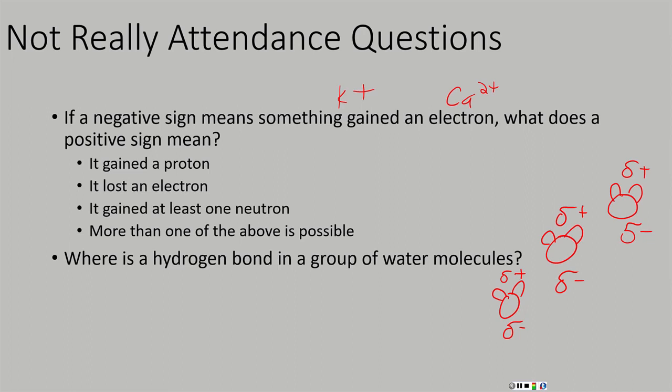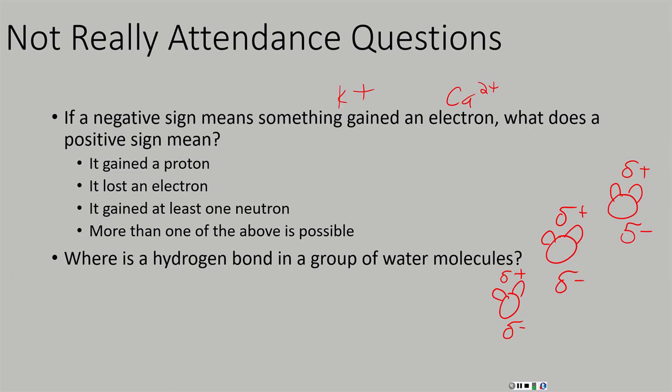Remember, the number of protons defines which element we're looking at, and that never changes. Every potassium everywhere in existence will have the same number of protons. Every calcium anywhere in existence will have the same number of protons. So what does the positive sign mean? It means that it lost an electron. In the case of K+, it lost one electron. In the case of Ca2+, it lost two electrons. So the plus sign still means that it has more positives than negatives. But the way that it got there wasn't by gaining protons, it got there by losing electrons.